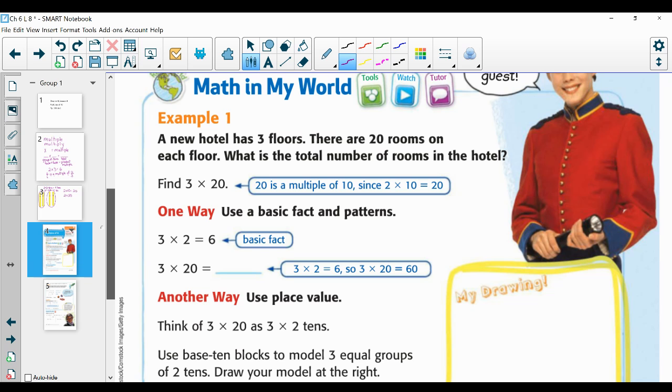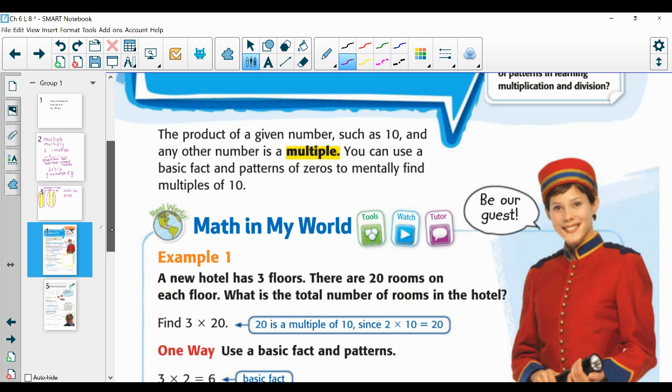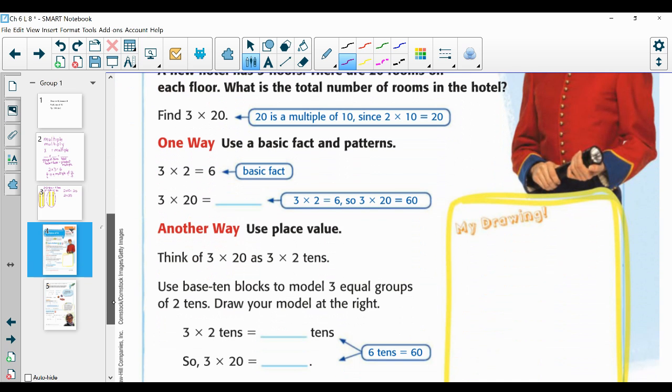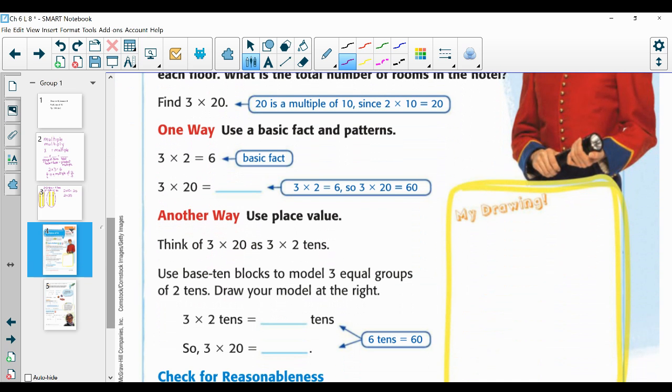So we're going to find 3 times 20. 20 is a multiple of 10 since 2 times 10 equals 20. One way to do it is to use the basic fact and patterns. Your basic fact is 3 times 2 equals 6. So 3 times 20 then equals 60.